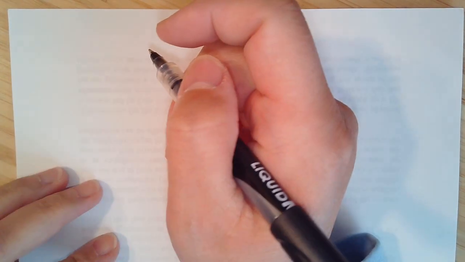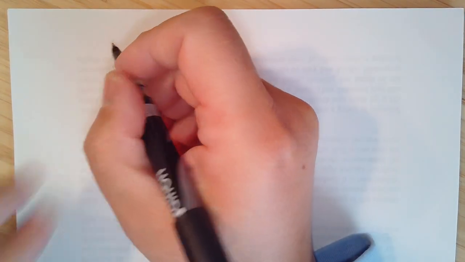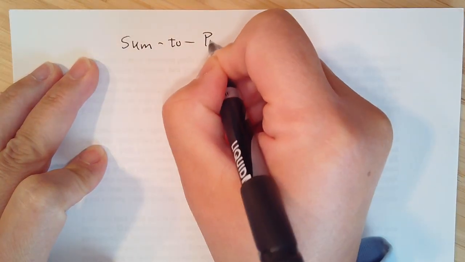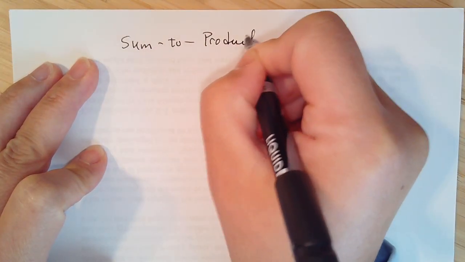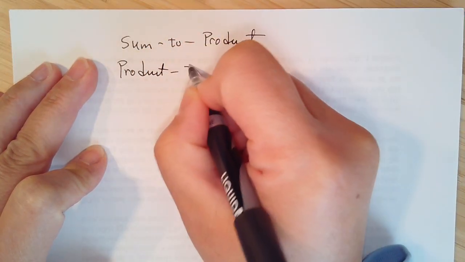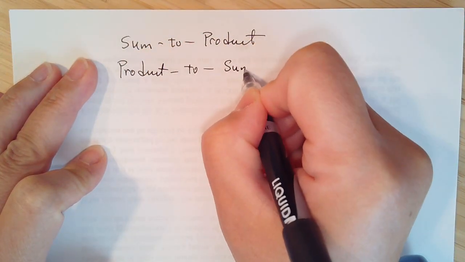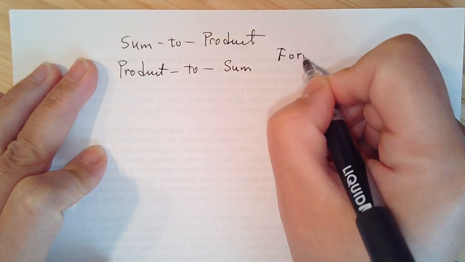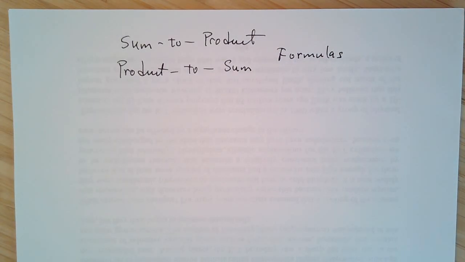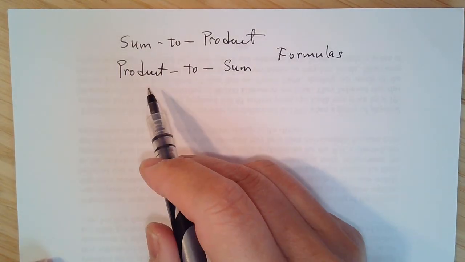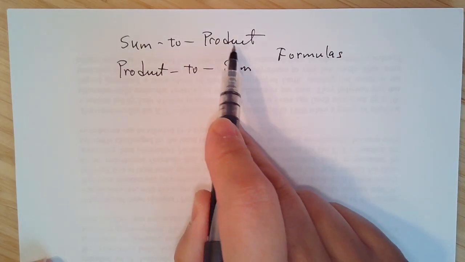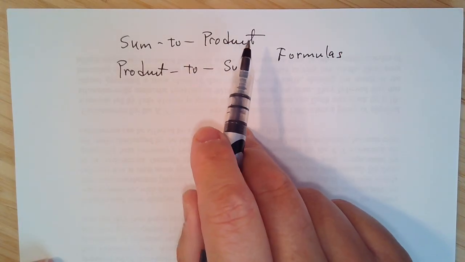Okay, today we're going to talk about the sum to product and the product to sum formulas in trigonometry. Okay, what does that mean? We're going to change a plus sign, which is a sum, to a product of trig functions.